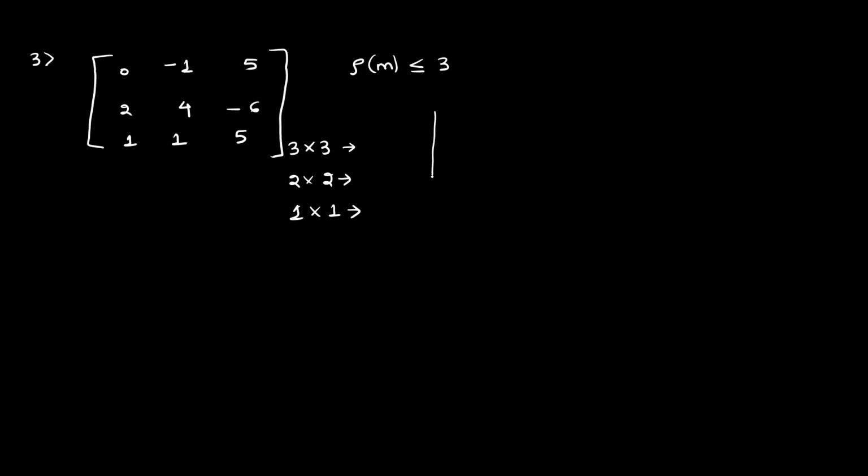So, the matrix is 0, minus 1, 5, 2, 4, minus 6, 1, 1, 5. So here the determinant of the matrix will be 0, and this minus 1 plus 1, 20 plus 6, 26, and 26 plus 5 into 2 minus 2 minus 10. I mean, let's do it again.